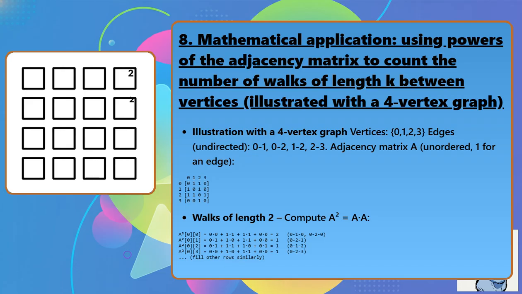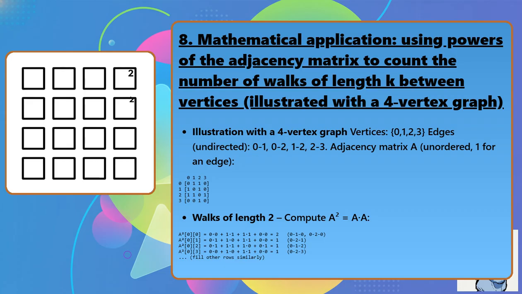The entry A squared sub 0,2 equals 0 times 1 plus 1 times 1 plus 1 times 0 plus 0 times 1 equals 1, representing the walk 0 to 1 to 2. The entry A squared sub 0,3 equals 0 times 0 plus 1 times 0 plus 1 times 1 plus 0 times 0 equals 1, representing the walk 0 to 2 to 3.